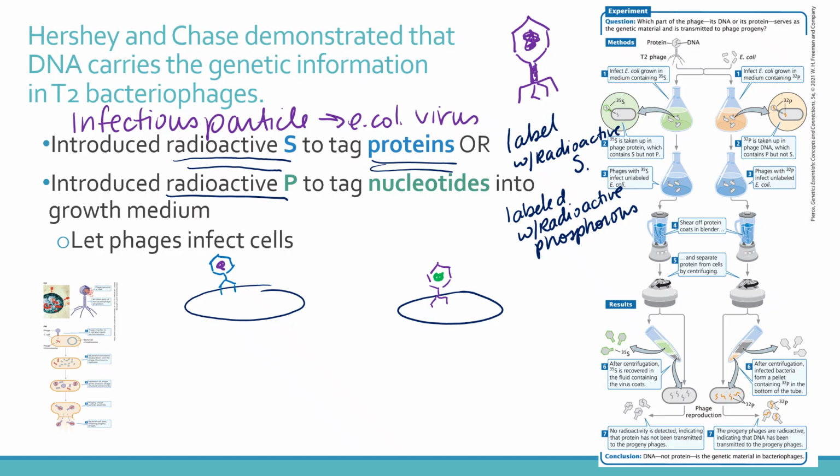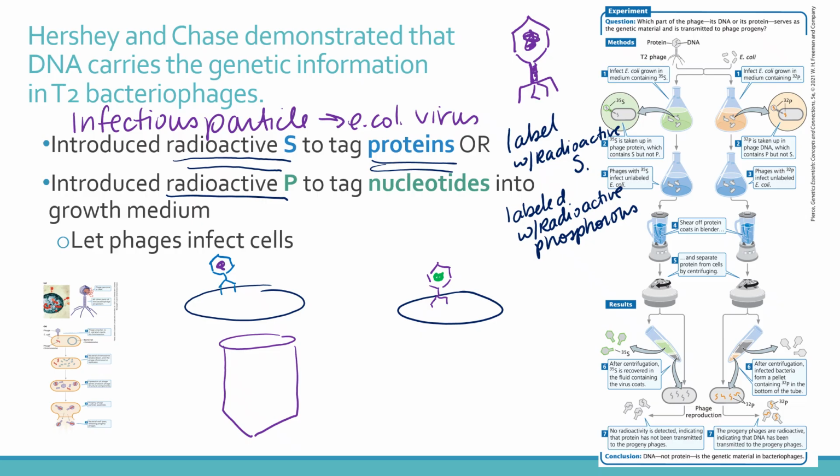So they let the viruses attach, let them incubate together just long enough to let viruses start to attach, but not long enough for these cells to start to burst. And then they put them in a blender and basically knocked off the viruses from the cells, and then put them in a centrifuge and separated the cell debris from the solution that contained the virus particles.